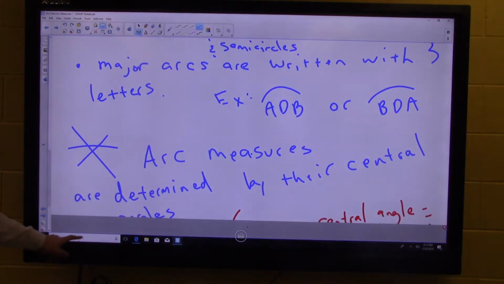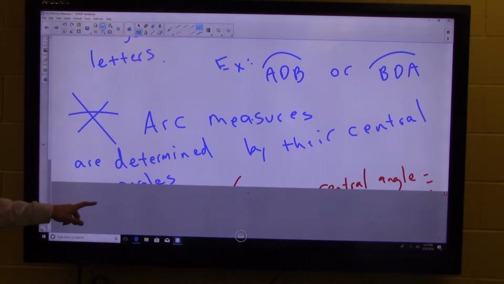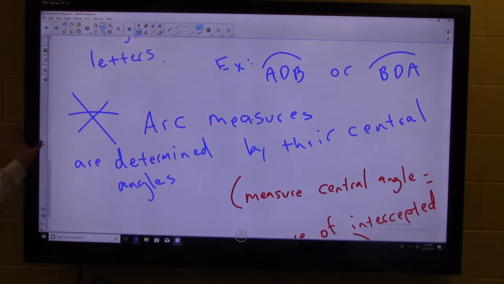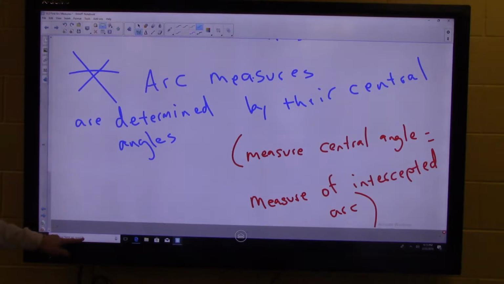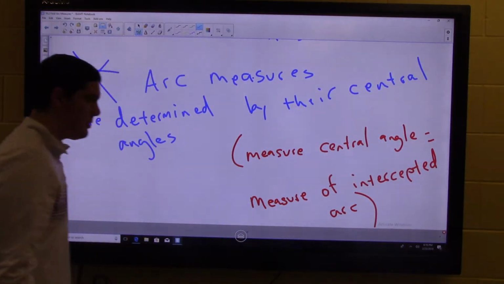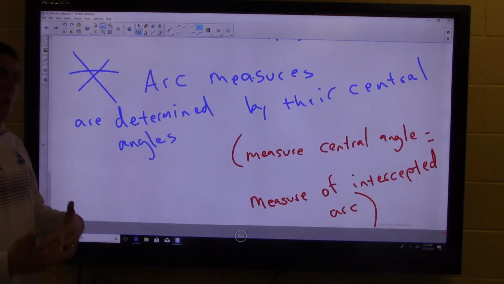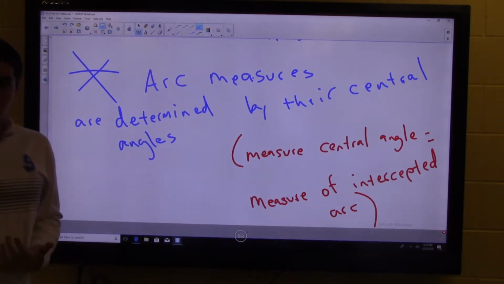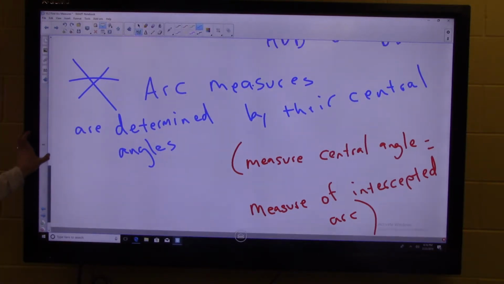Next thing, this is kind of a big fact, a big star. Let me scroll all the way down here. All right, there we go. Arc measures are determined by their central angles. I'm going to use the term intercepted a lot. The intercepted arc is what we're talking about here. The measure of the central angle is going to equal the measure of the intercepted arc. So we're talking about the arc that's formed on the inside of the central angle, in between the central angle.